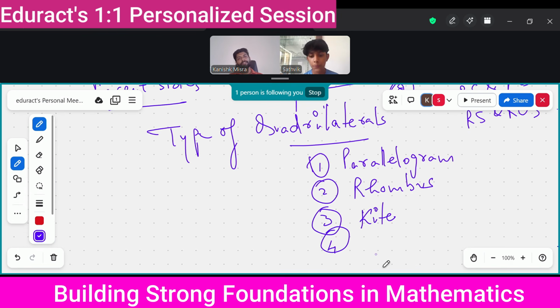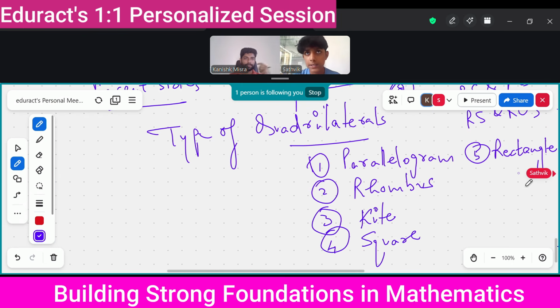The basic quadrilaterals that we are learning from grade 4: square, rectangle. Great. One more left. Trapezium.